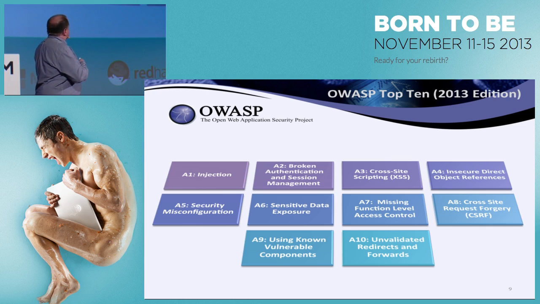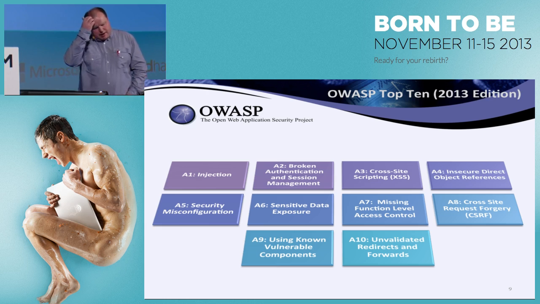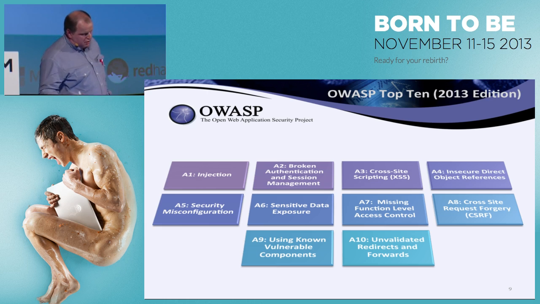Broken authentication, insecure direct object reference, go and look it up. Security misconfiguration, some scanners are able to check that. Missing functional level access control, using known vulnerable components, unvalidated redirects and forwards. Well, for those patterns, you need to have somebody behind the application itself. It's very difficult for a scanner to check that.